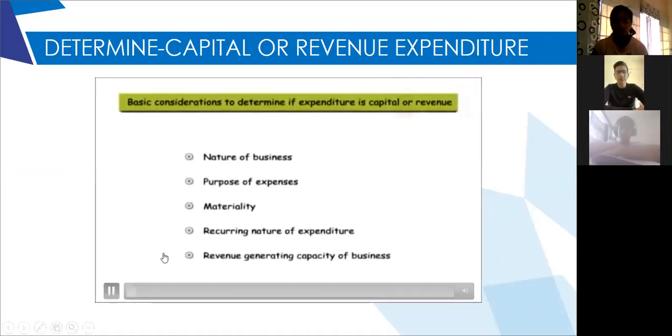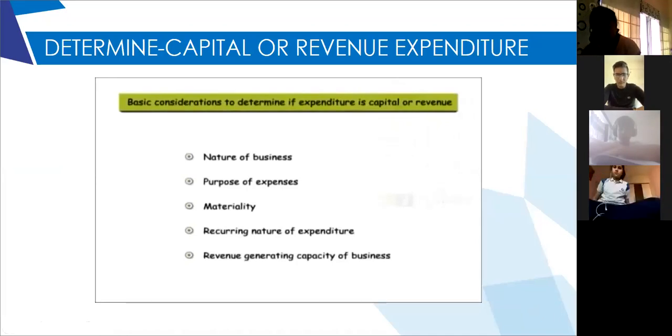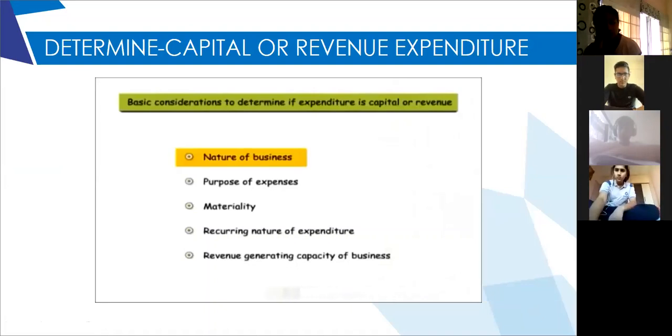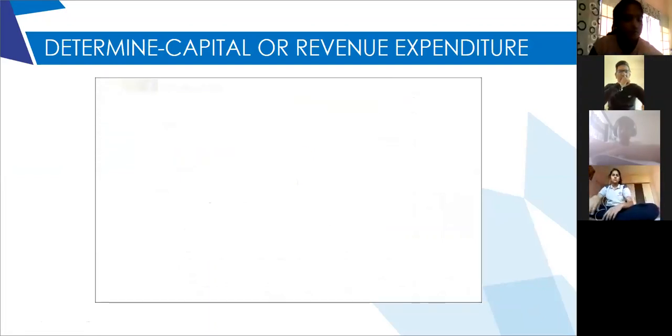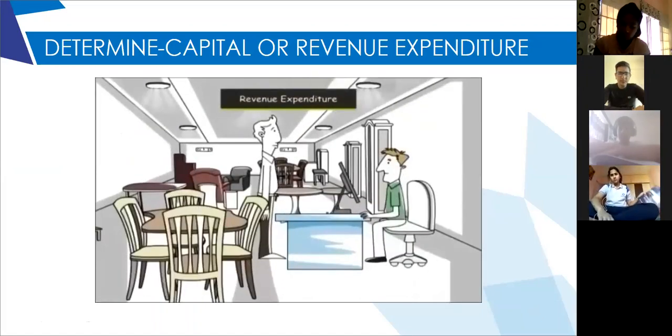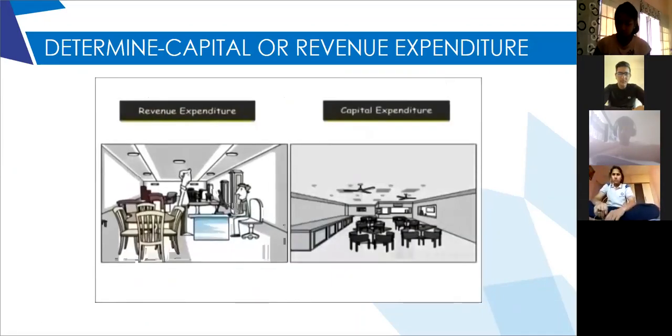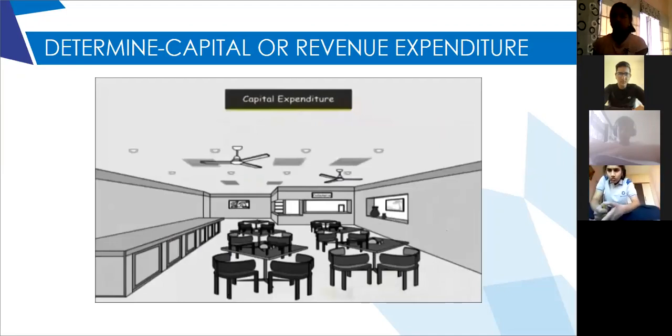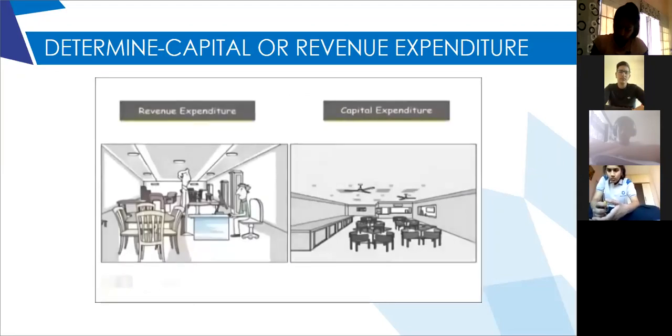Here are some basic considerations which help us determine whether expenditure is capital or revenue. 1. Nature of business. Nature of business is a very important criterion in deciding whether expenditure is capital or revenue. Here's a comparison. When furniture is bought by a trader in furniture, it is revenue expenditure. But for any other trader, for example, a hotel or a hospital, it becomes capital expenditure.